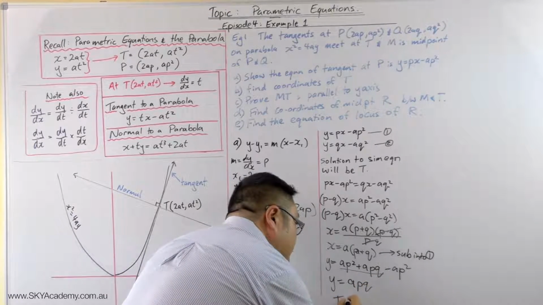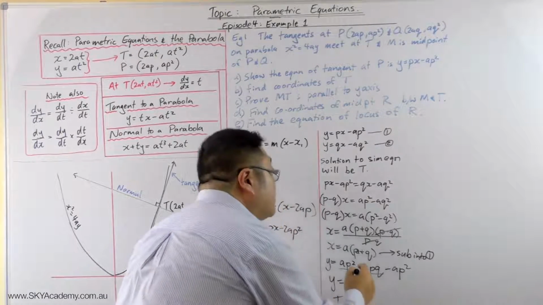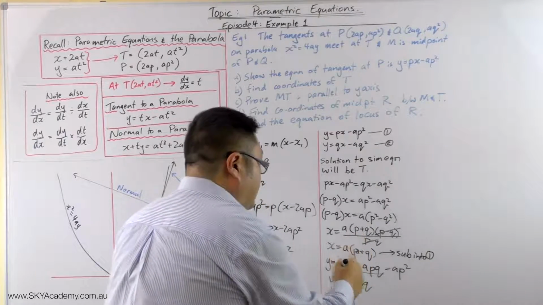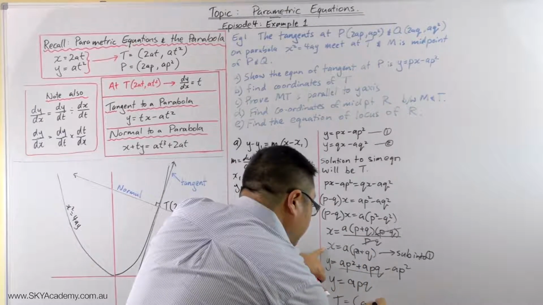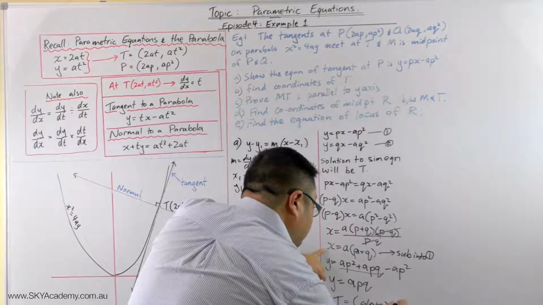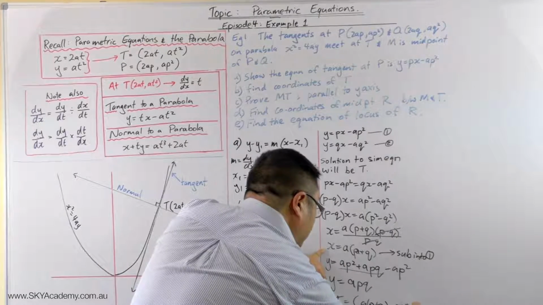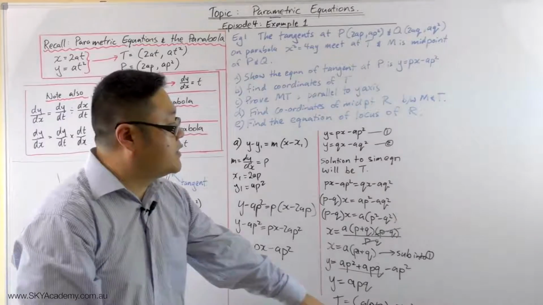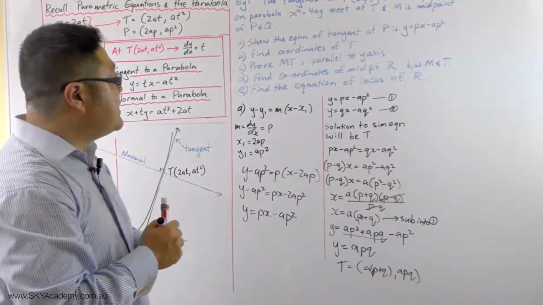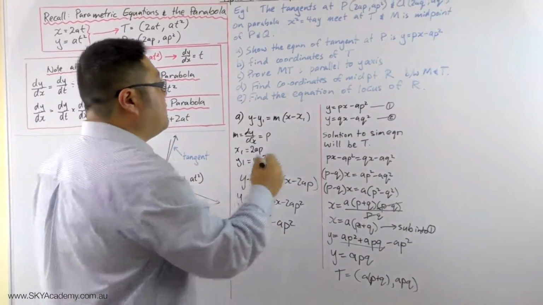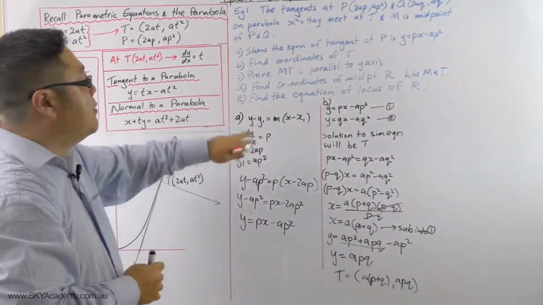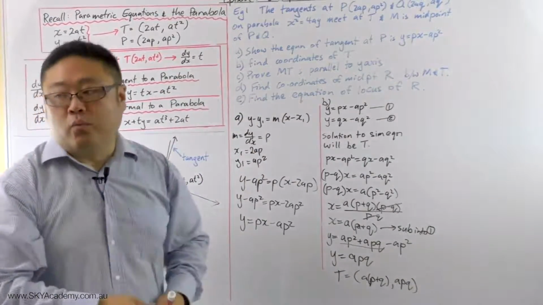So T is equal to, what is it equal to? a(p plus q) and apq. Got it? So that's what T is equal to. Now, the next thing, so we've done part B. So that's part B. Part C, prove that MT is parallel to the y-axis.